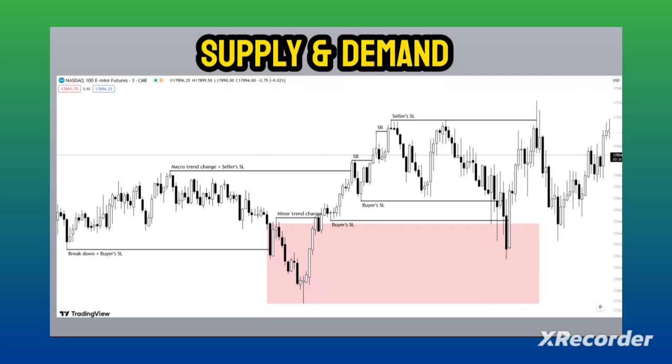The second reversal clue is the break of the minor structural high, and the confirmation of the reversal happens when price takes down the stop losses of the sellers by liquidating the previous highs.